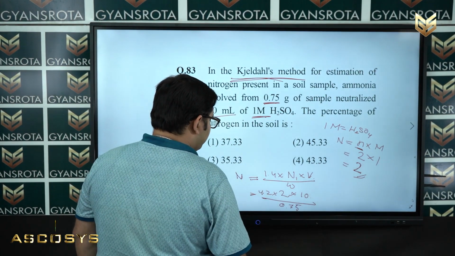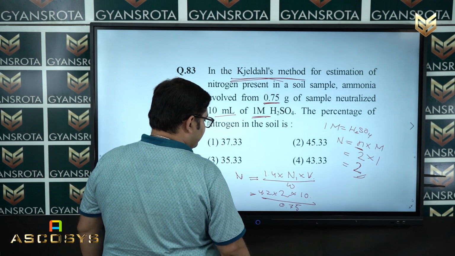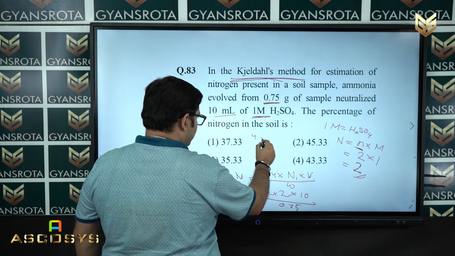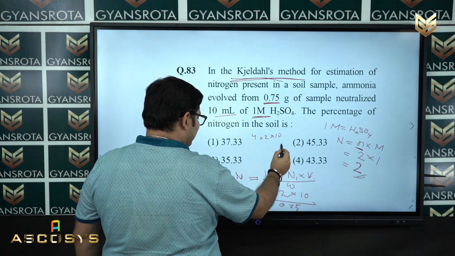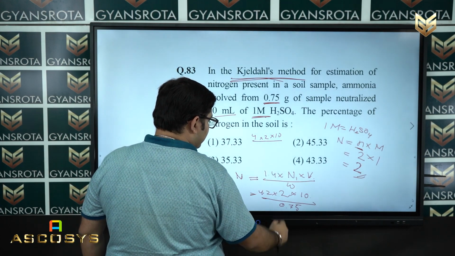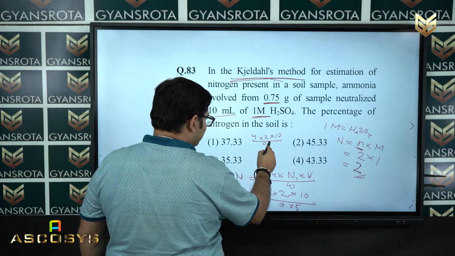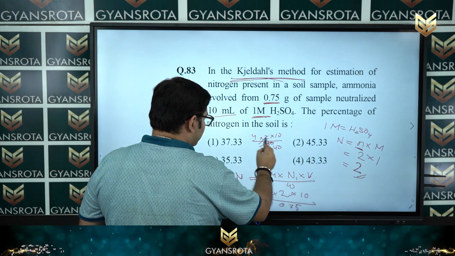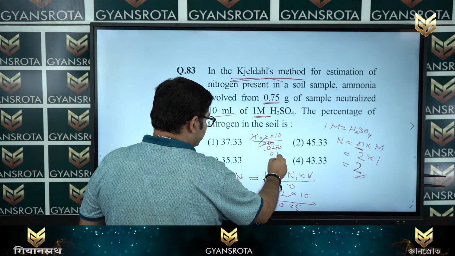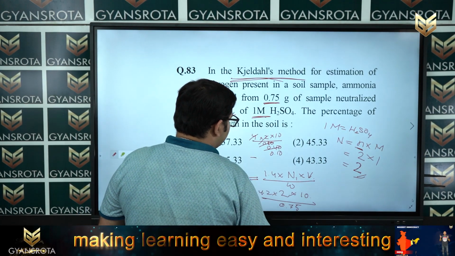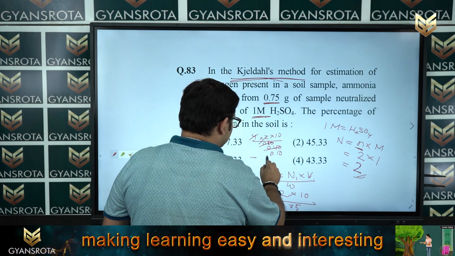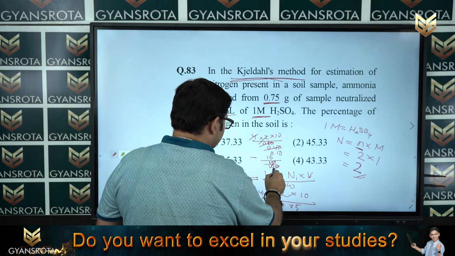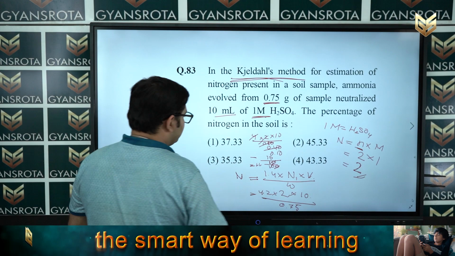Now, if you solve this part, 1.4 into 2 into 10 divided by 0.75 gram, it will end up like that. If I take 1.4 as 4, I take 2 and 10, and 0.75 I directly take as 0.80. Okay. So now it will come as 0.40, that is 0.4, and if it goes, it will be 10 divided by 100, it will go above, that is it will be 100%. No, this is.